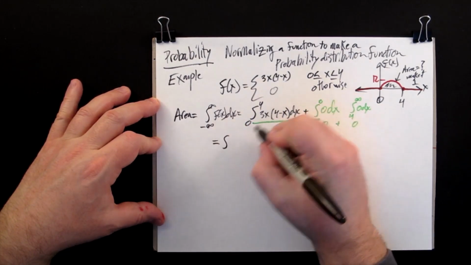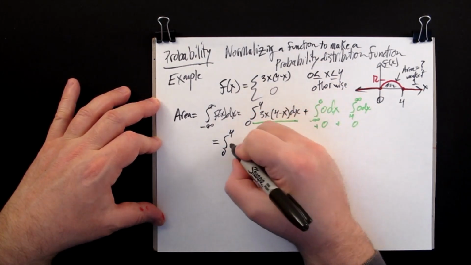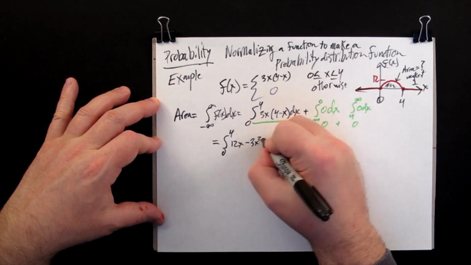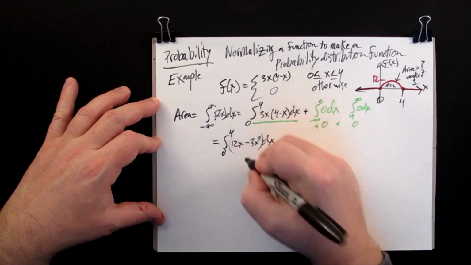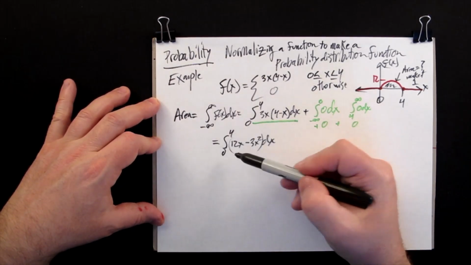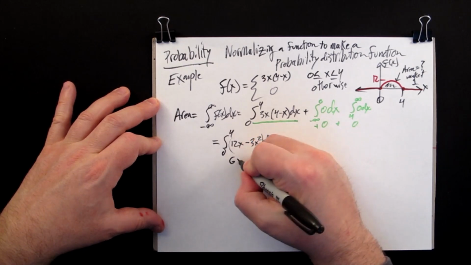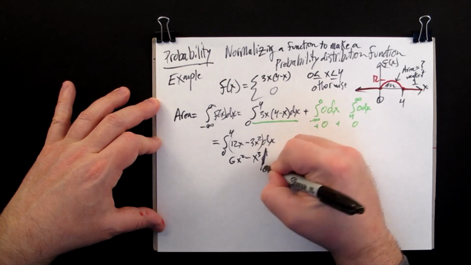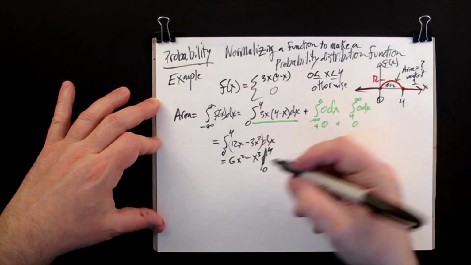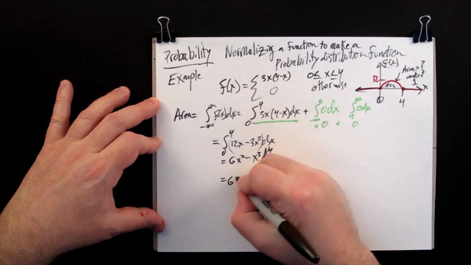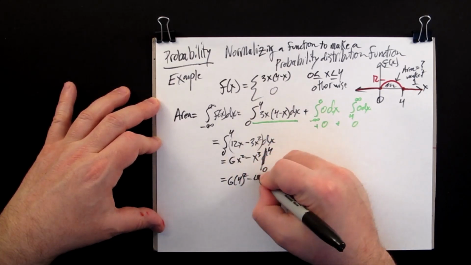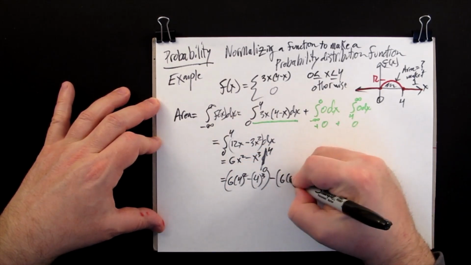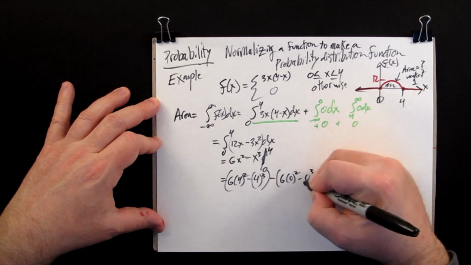So we need to distribute this. So this will be 12x minus 3x squared. We want to find the area under the curve from 0 to 4 of that. The antiderivative here is going to be 6x squared minus x cubed, and we want to evaluate that from 0 to 4. So we just plug that in. We have 6 times 4 squared minus 4 cubed, that's the upper limit, minus 6 times 0 squared minus 0 cubed.